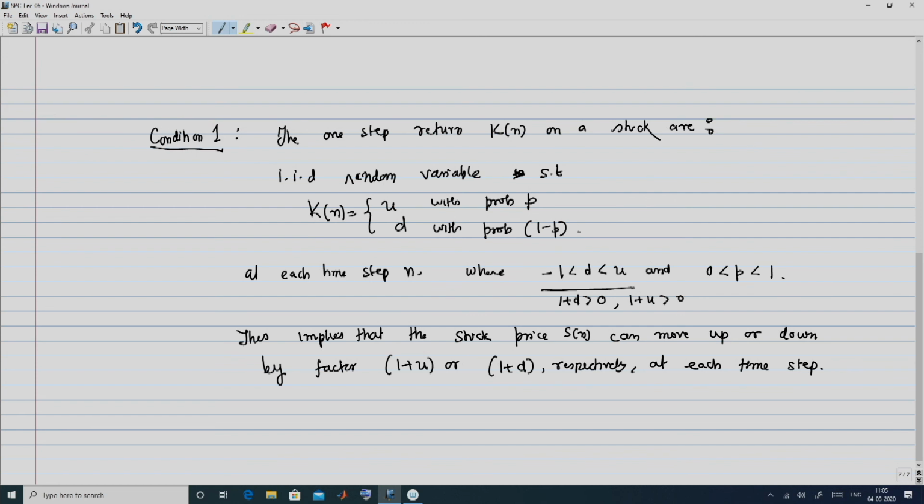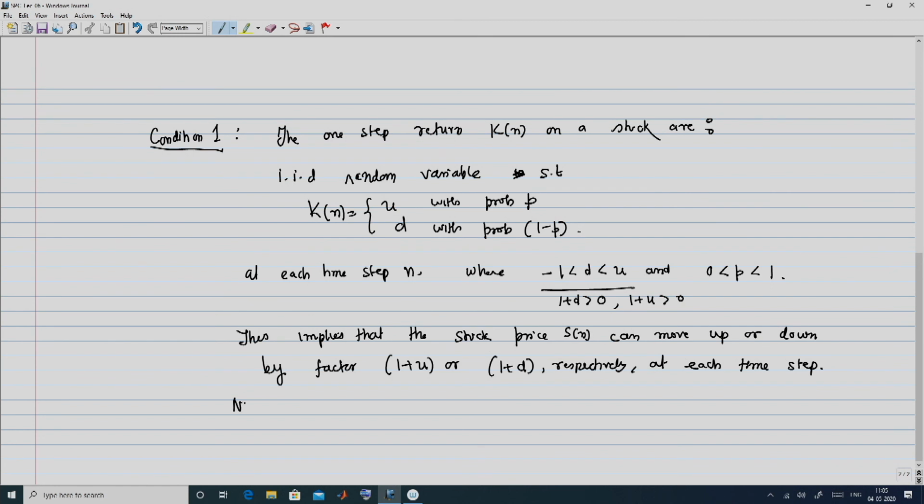Here, typically u is what is known as the up factor and d is what is known as the down factor. So, typically we say that the stock price from the current time of S n, in the next time point, can either go up to S of n into 1 plus u with probability p, or it can come down to S of n into 1 plus d with probability of 1 minus p.